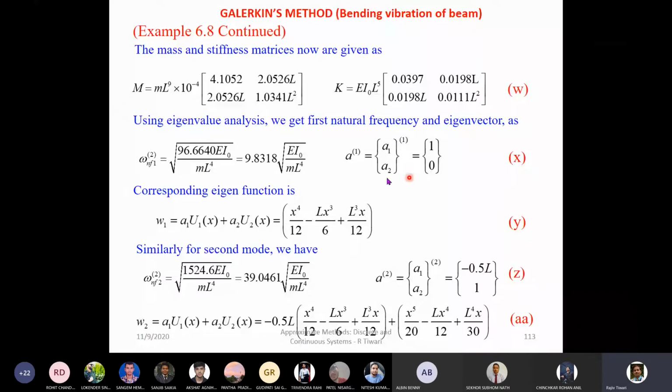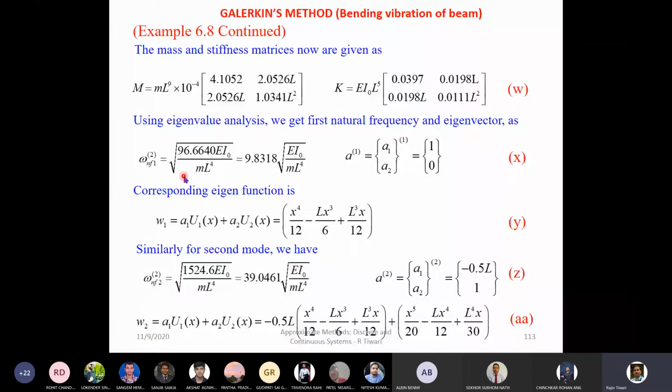Eigenvalue will give the natural frequency. Eigenvector is this. Eigenvector can be used in the assumed solution. So this is the first comparison function. This is the second comparison function. A1 and A2 are the constants, which we are getting from the eigenvalue problem. So if we substitute, this is the corresponding eigenfunction for the first mode.